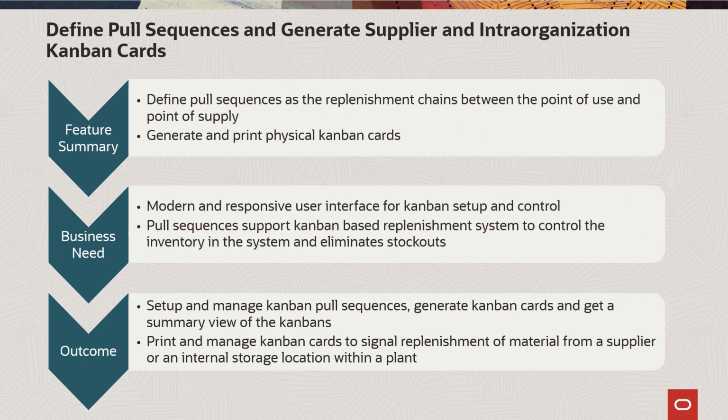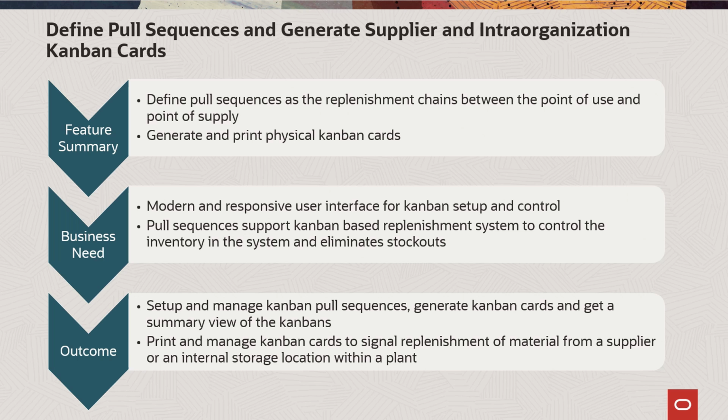Using this feature, you can easily set up Kanban pull sequences, generate Kanban cards, and get a summary view of the Kanbans generated for the pull sequence. You can print and manage Kanban cards to signal replenishment of material from a supplier or an internal storage location within the organization. In this demo, we will see how you can define and manage pull sequences for supplier and intra-organization Kanbans, and generate and print Kanban cards using the Redwood experience.